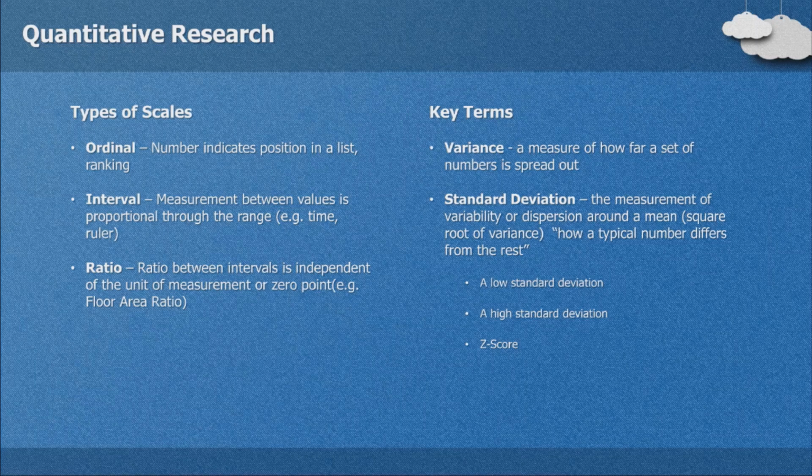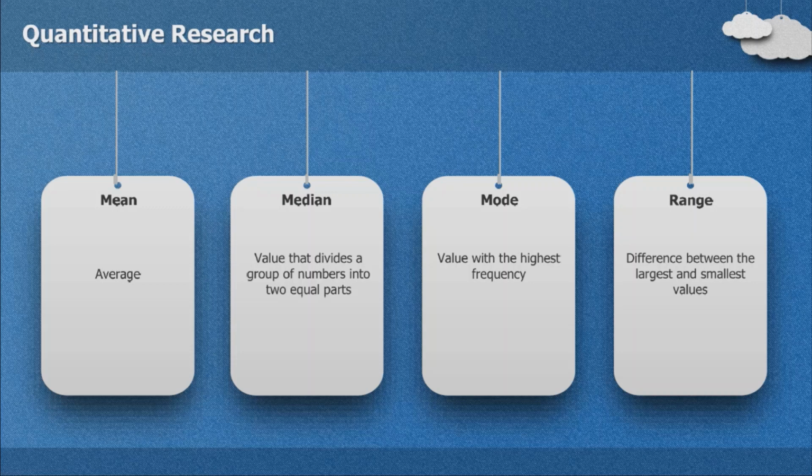The measurement of variability around a mean is the standard deviation. A high standard deviation, a low standard deviation, is z-score. Know what that means. With a high standard deviation, the points have a wide spread. A low standard deviation is tightly clustered around the mean. When I say mean, I mean the average. A median is the value that divides those numbers into two equal parts.